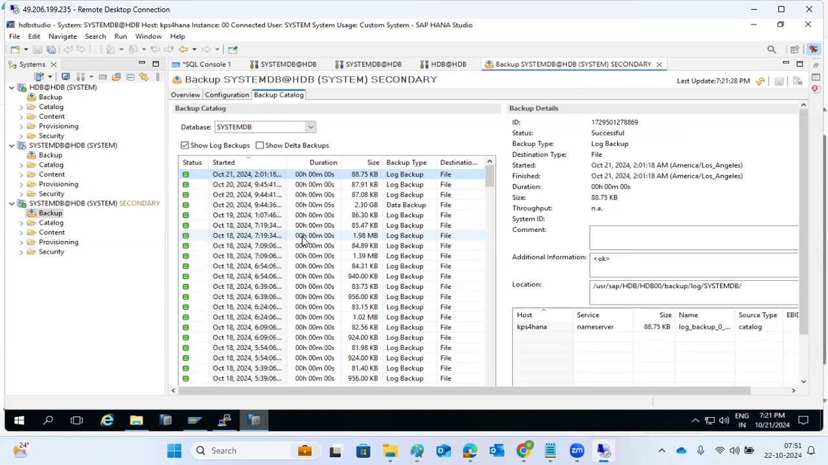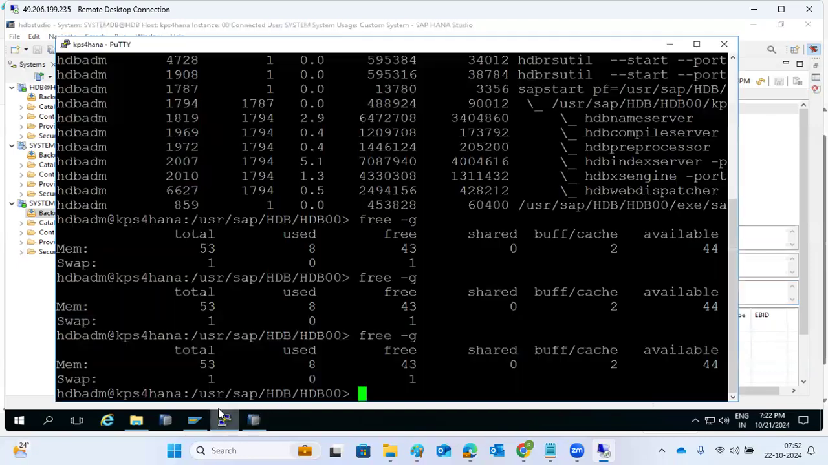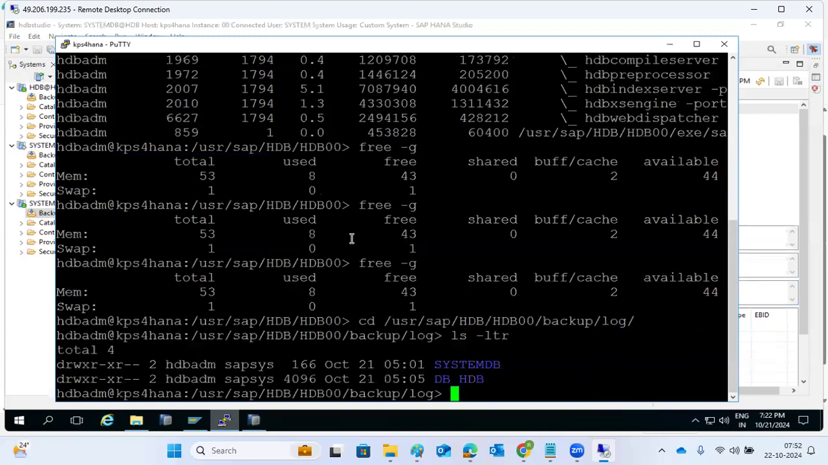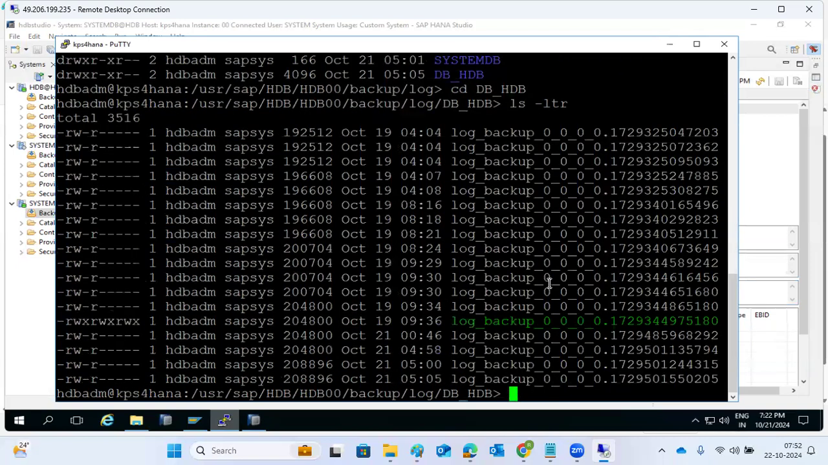Sir, in this location, the SAP HDB backup log system DB, we have the logs about your backup. These are the backup log files, and we can remove them. They are not required because the backup is already done. In case the file systems are filling, we can delete them.